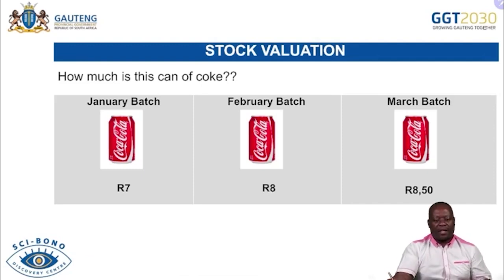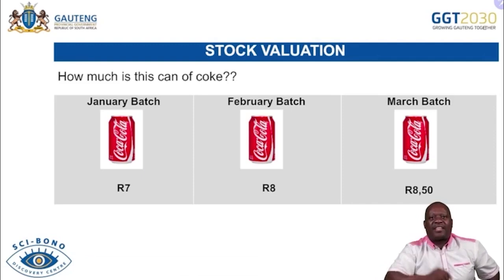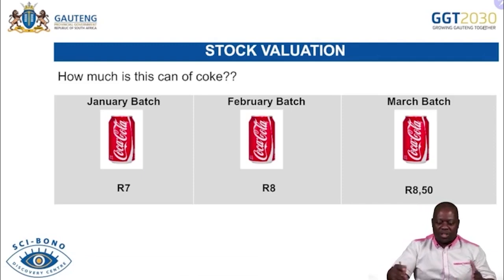The mother weighed in. She said, "No, we can't do that. What if this can that my daughter is holding is coming from the January batch?" Because remember, we were not following. And she even told us something that we were not aware of. She had marks on the cans. Now she had an X on the January batch, and she had a Y on the February batch and a Z on the March batch. So she said, "Let's check which one it is. It's coming from which batch exactly?" And we went on to check.